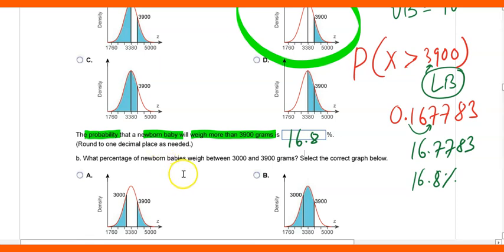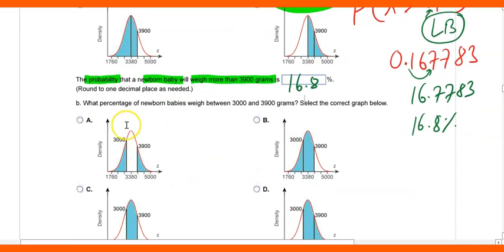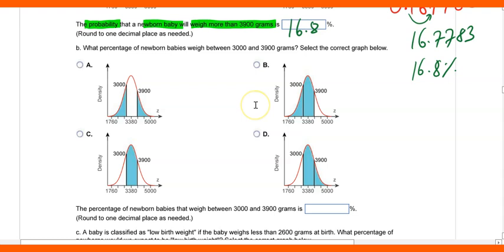For part B, similar, but you're looking for the percentage of babies born weighing between 3,000 and 3,900 gram. Between. Therefore what's the correct graph for this one? Between must be, let's find it, and this must be C. See, between 3,000 and 3,900 gram.